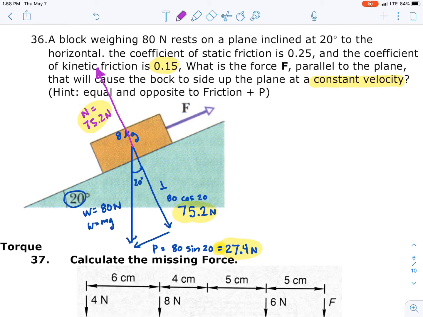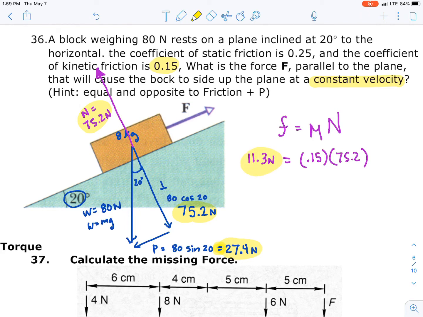Now, friction. Friction is fun, right? So friction equals the coefficient of friction times that normal force that we just found. So if we're trying to find the friction, it's going to be 0.15 times our normal force, which was 75.2. All right, so how easy that was. Okay, now let's see here. 0.15 times 75.2 equals, I got 11.28. Let's round that, 11.3 newtons. So there's my friction force.